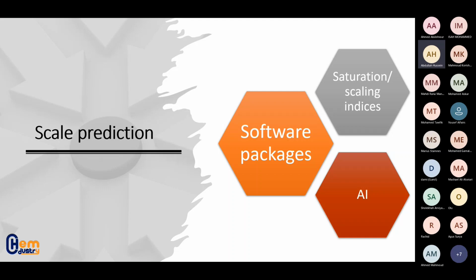So scale prediction we can do in so many ways, either using software packages, these are the commercial ones, and also we have the saturation indices and the scaling indices. In addition to this, there is AI, or artificial intelligence. This is really developing technology. I'm pretty sure it's going to take over the whole thing in just a few years.